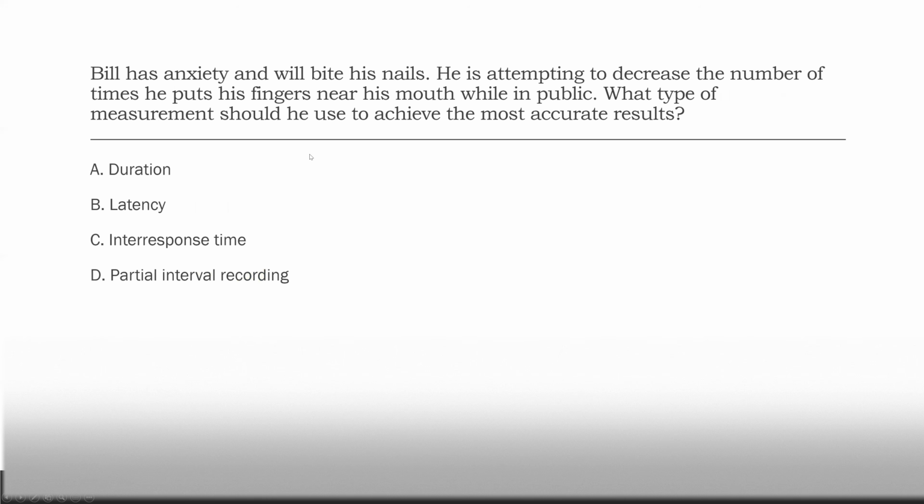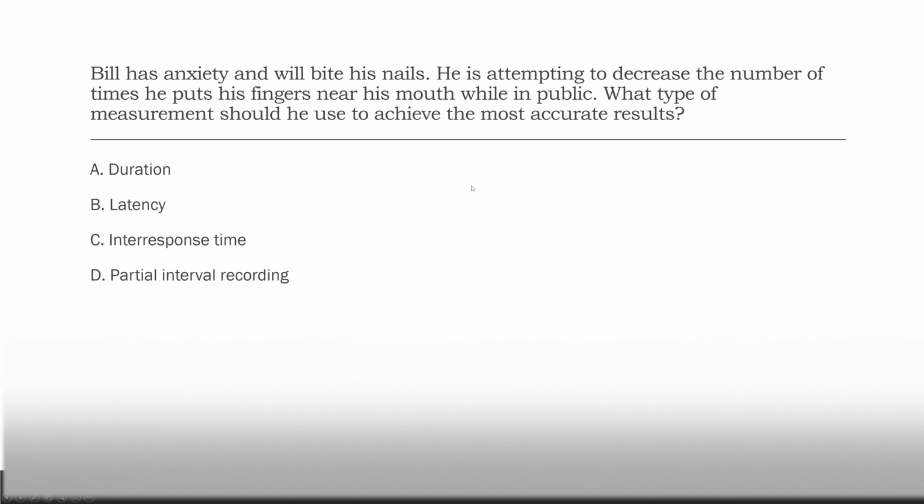Bill has anxiety and will bite his nails. He is attempting to decrease the number of times he puts his fingers near his mouth while in public. What type of measurement should he use to achieve the most accurate results? All right, pretty simple measurement question. What's tricky here is this idea of accurate results. So what type of measurement should he use to achieve the most accurate results?